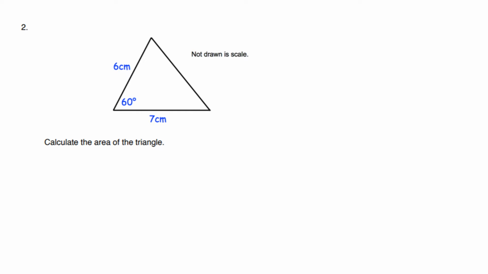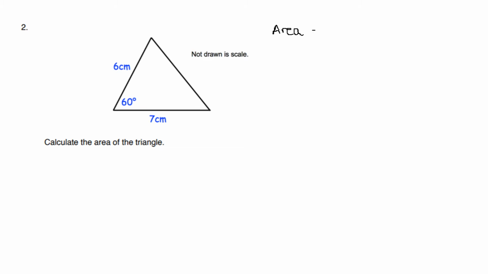Now, this time we're being asked to calculate the area of a triangle. And we've got two sides, we're given 6 centimetres and 7 centimetres, and we've got an included angle of 60 degrees. Now we can't use half base times height here because we're not given a perpendicular height for this triangle. So we need to use the sine rule for area.